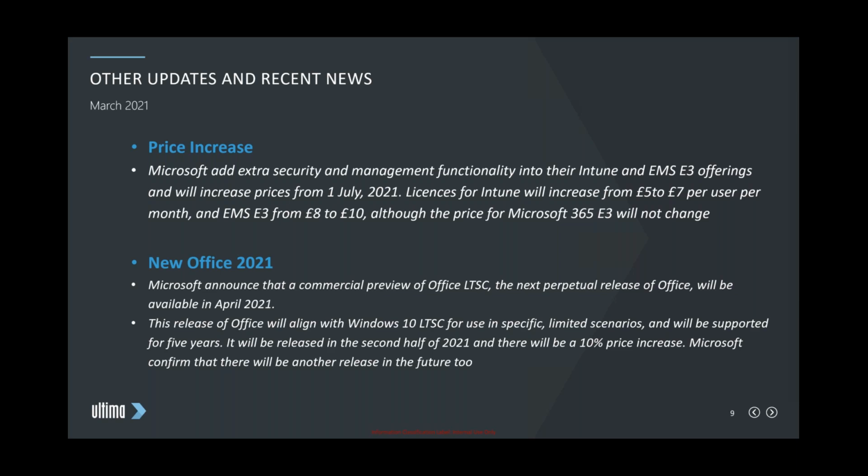New Office 2021. A recent announcement says the new perpetual release will be available for review in April 21. It's going to be the second half of this year that there's going to be that perpetual release of Office 2021, and we're expecting about a 10% increase with that. Interestingly, Microsoft have confirmed that there will be future on-premise releases too. So if you buy Office 365 E3, you are getting that local install copy of Office within that, or you can buy Office with Software Assurance, and this is basically what we're talking about here.